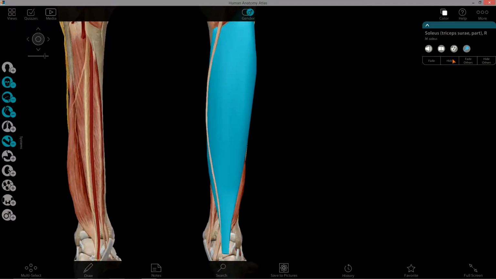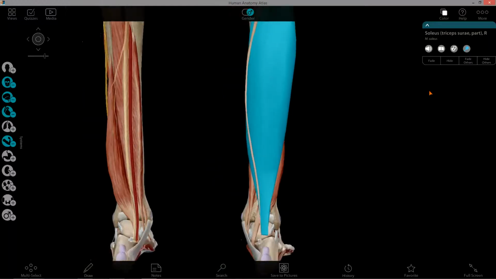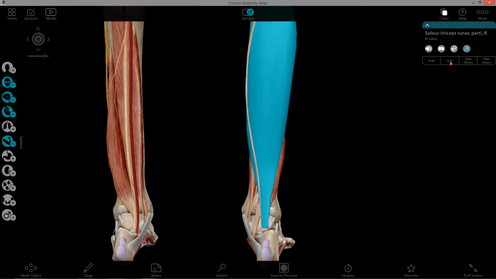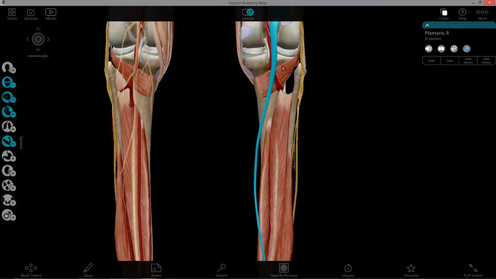I'm going to hide that. And actually, real quick before I hide that, I just wanted to say it aids in plantar flexion of the foot, regardless of the degree of flexion of the knee, whereas the gastrocnemius only aids in plantar flexion when the knee is extended. So that's just something to consider. I'm going to hide that, and then we can talk about the plantaris.